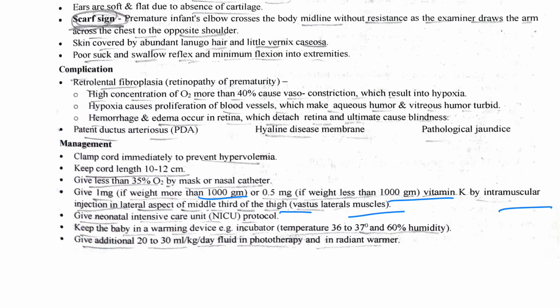Give neonatal intensive care unit (NICU) protocol. Keep the baby in a warming device. Incubator temperature is 36 to 37 degrees and 60% humidity. Give an additional 20 to 30 ml per kg body weight of fluid in phototherapy and in a radiant warmer.